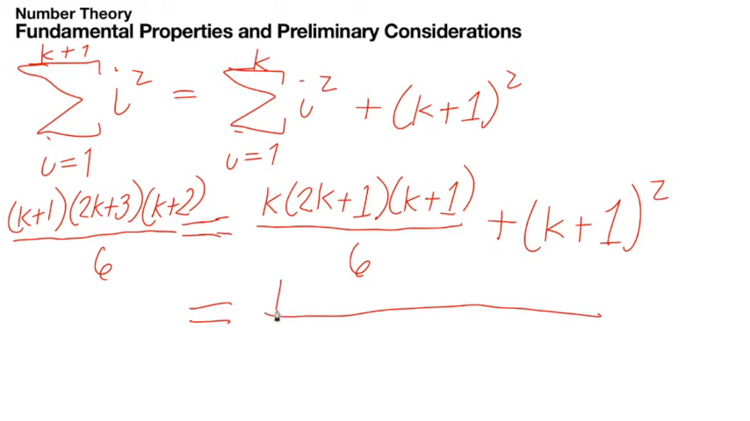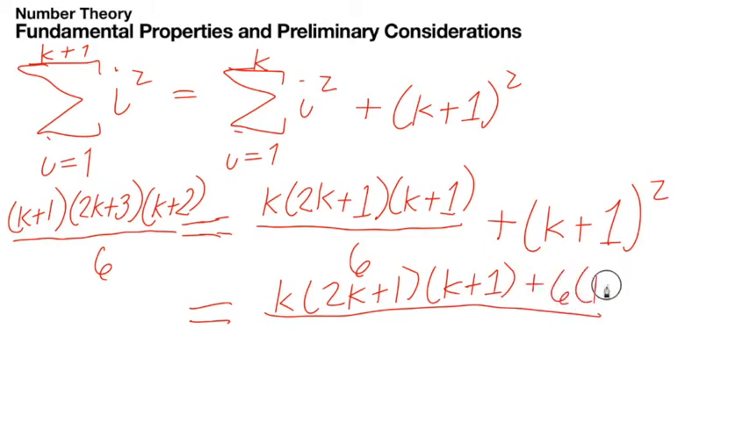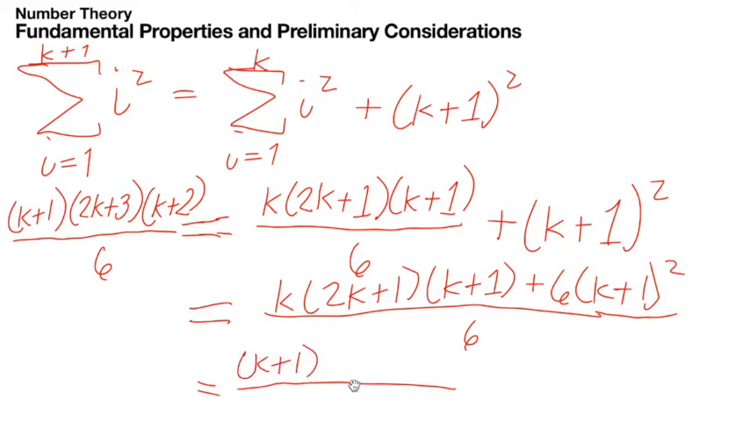So what we have is k times 2k plus 1 times k plus 1, plus 6 times the quantity k plus 1 squared. Next up, I think we can get the factor k plus 1 in each of these, leaving this to be equal to... We're going to get the k plus 1 in each of them. So if we get the k plus 1 here, what we have left in this part is k times 2k plus 1.